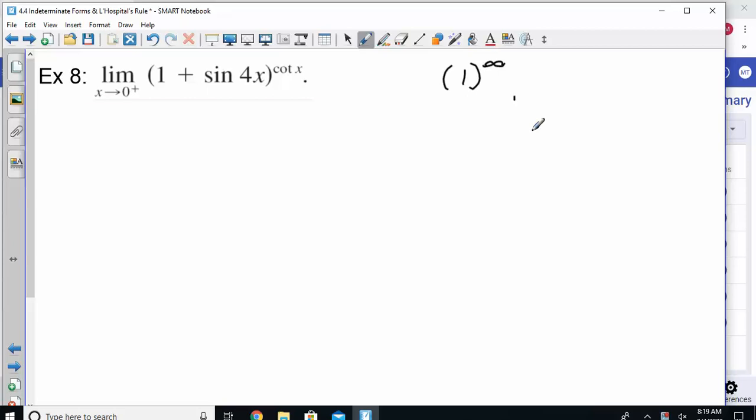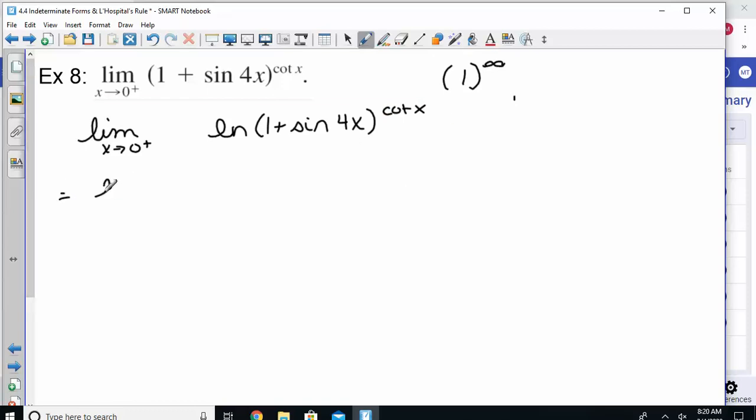So what we are going to do is add a natural log into our problem. Okay, so we are going to say the limit. Now, the whole reason we add that natural log is because if you go back to your college algebra days, properties of logs, if you have an exponent, that comes down in front.